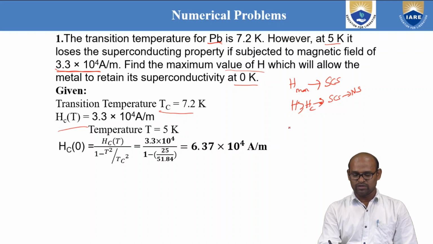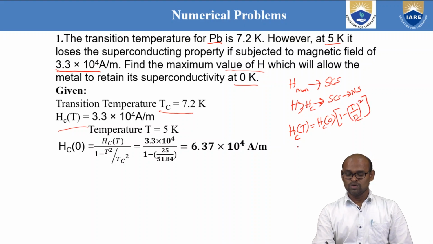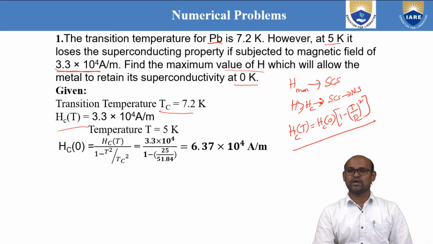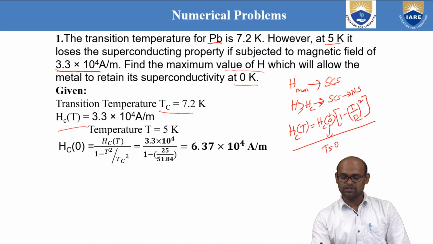We know the equation for the critical field: Hc of T is equal to Hc of 0 into 1 minus T by Tc, whole square. This is the equation which we can use to calculate the critical magnetic field and the field at 0 Kelvin. This 0 is nothing but T is equal to 0. So Hc of 0 is the critical field at a temperature T is equal to 0.